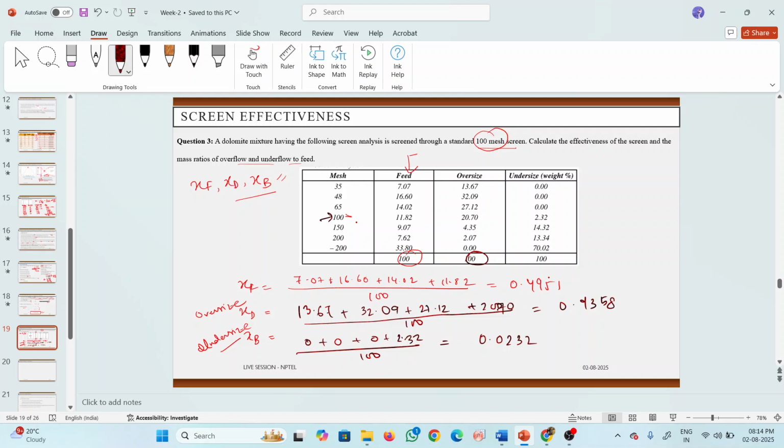No, it is coming 0.9358 only. Okay, ma'am, you follow this data properly up to 100 mesh. You do the summation of this data and divide it by total, so you will get the fractions.